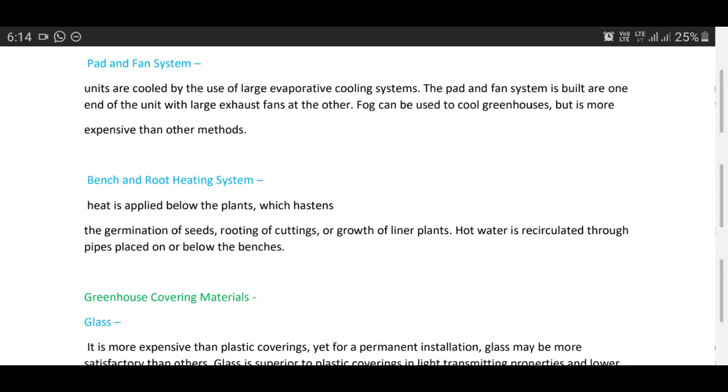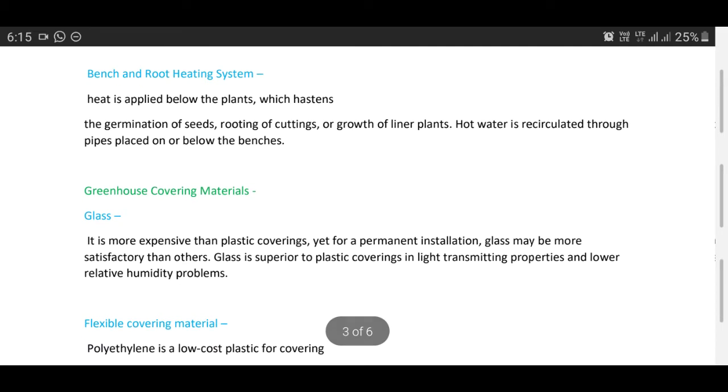Bench and root heating systems. Heat is applied below the plants, which hastens the germination of seeds, rooting of cuttings, or growth of liner plants. Hot water is recirculated through pipes placed on or below the benches. Greenhouse covering materials.